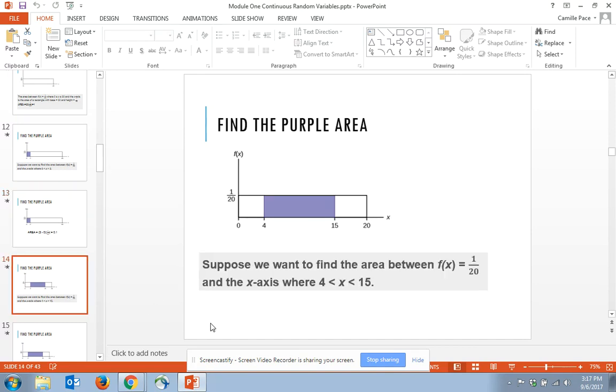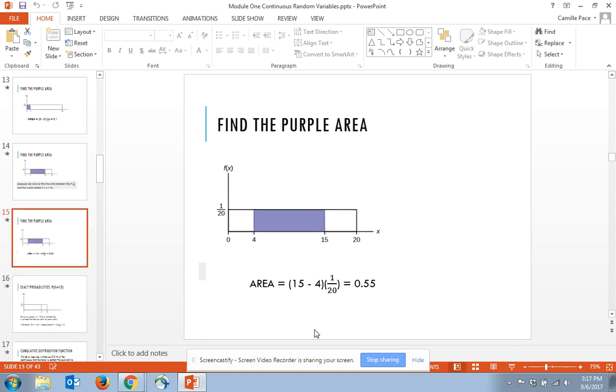So let's do it for this purple area here. We're not starting at 0, but I want to know the area between f of x equals 1 over 20 and the x-axis where 4 is less than x is less than 15. So again, 15 minus 4 times 1 over 20 gives me 0.55. Again, remember, it doesn't have to start at 0. You're just looking at defined points. And because this is continuous data, we could have 4.5, 4.7. It doesn't have to be exact numbers like we saw with discrete.